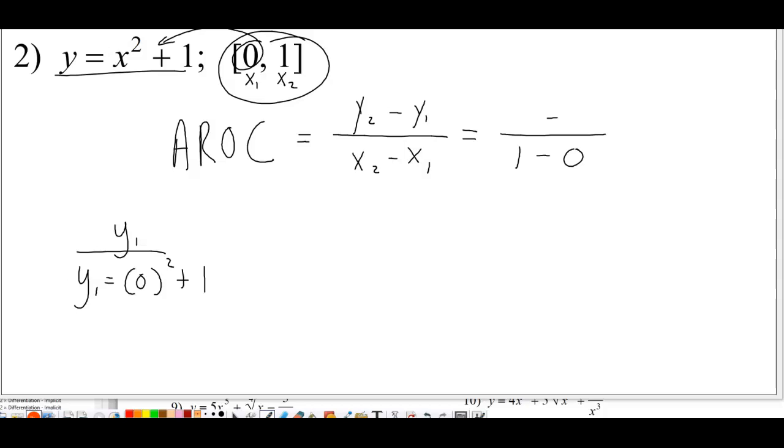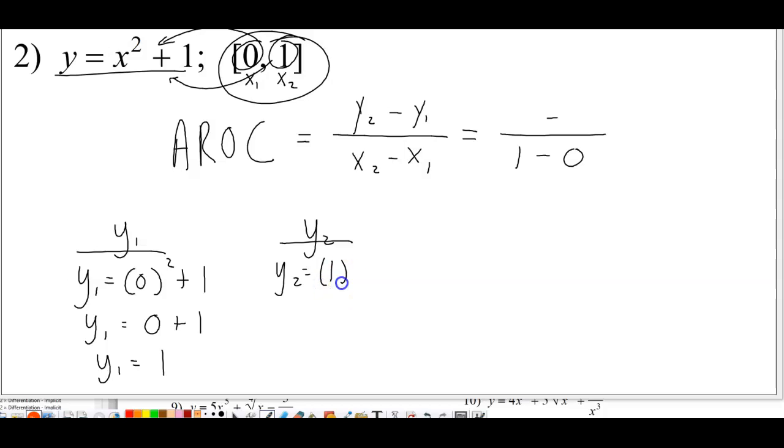So here we go. 0 squared is 0. Always do your exponents first, and then multiplication if there is any, but in this case I don't have any. And then addition. So that's 1. So my y1 is 1. To find y2, we're going to plug in the x2 value. So I'm going to take the x2 value and plug that in to my equation. So y2 is going to be 1 squared plus 1. Exponents first once again, and then addition. And so my y2 is 2.